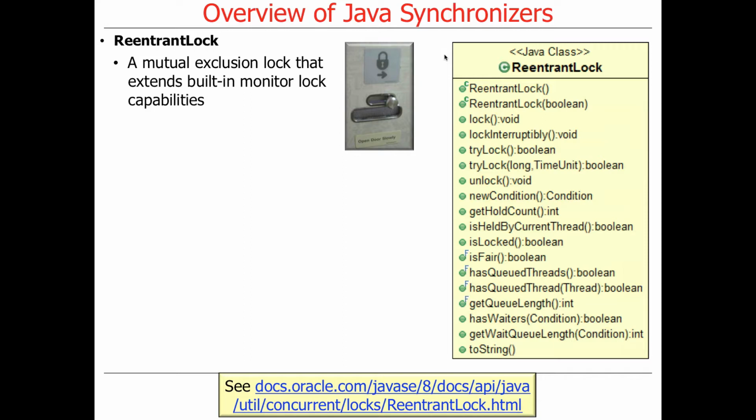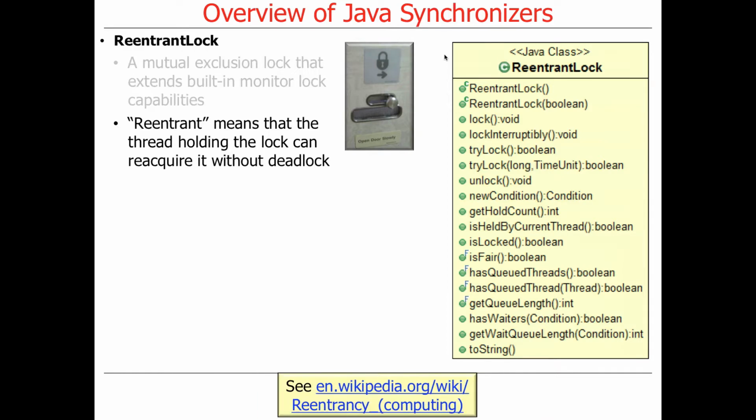And as you can see here, it's got a bunch of methods. It actually extends the built-in monitor lock capabilities by adding a bunch more methods here, things for being able to do timed lock acquisition, or basically try locks, which are not going to block. They're going to check to see if it's available, and if so, they'll grab it. If not, they'll return right away. And there's a bunch of other helper methods here that are used internally.